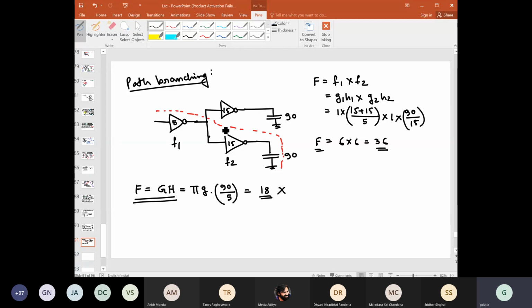So let us first consider each individual gate. Suppose for this there is no branching, so the branching effort does not exist here. But what about this? Here the branching effort does exist, because it is not driving only one single gate, but two gates. As far as the path is concerned it is this, but in addition to that, we have tapped another gate from this path. Now how do we estimate that branching effort?